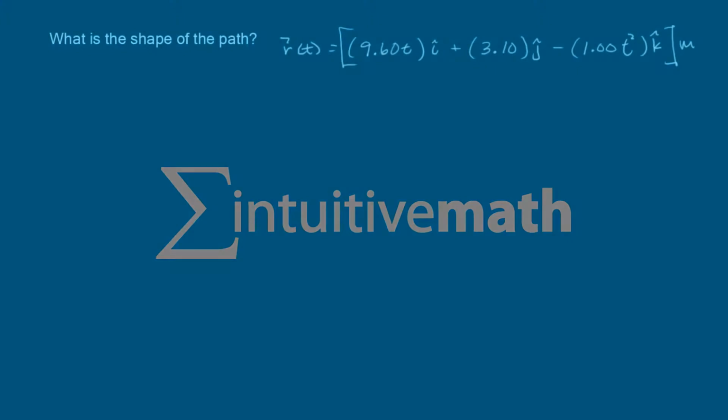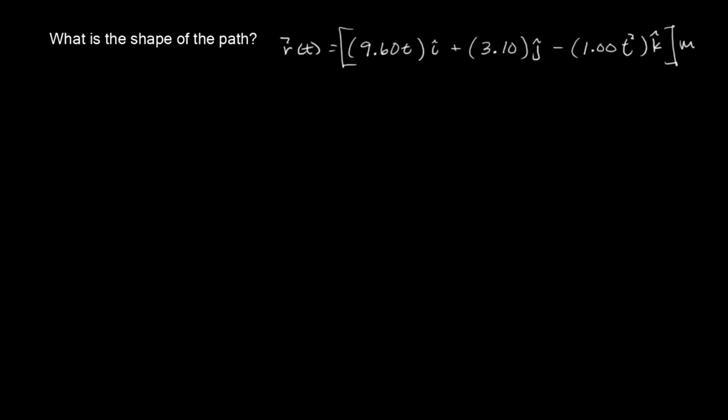Okay, and welcome back. So this is the third problem we have involving this particular vector here, and they want to know what the shape of the path is.